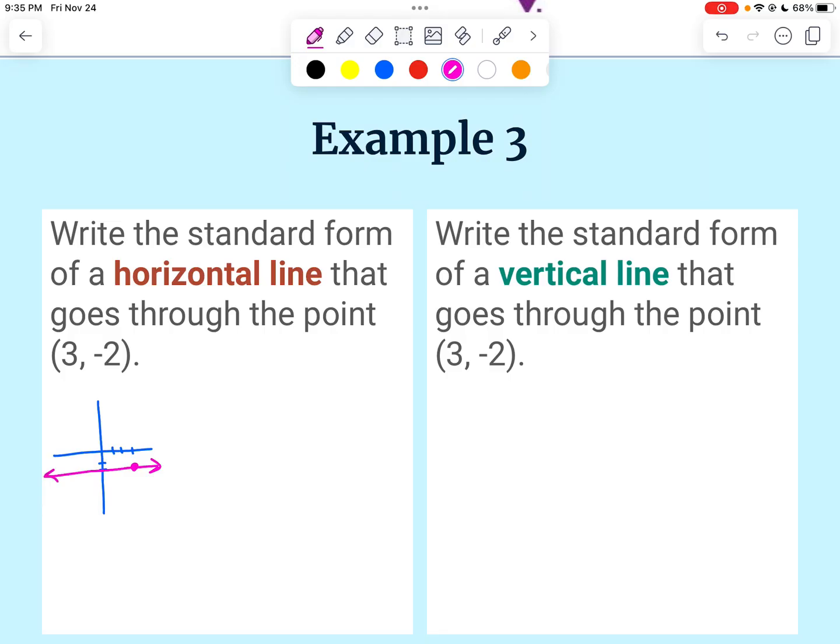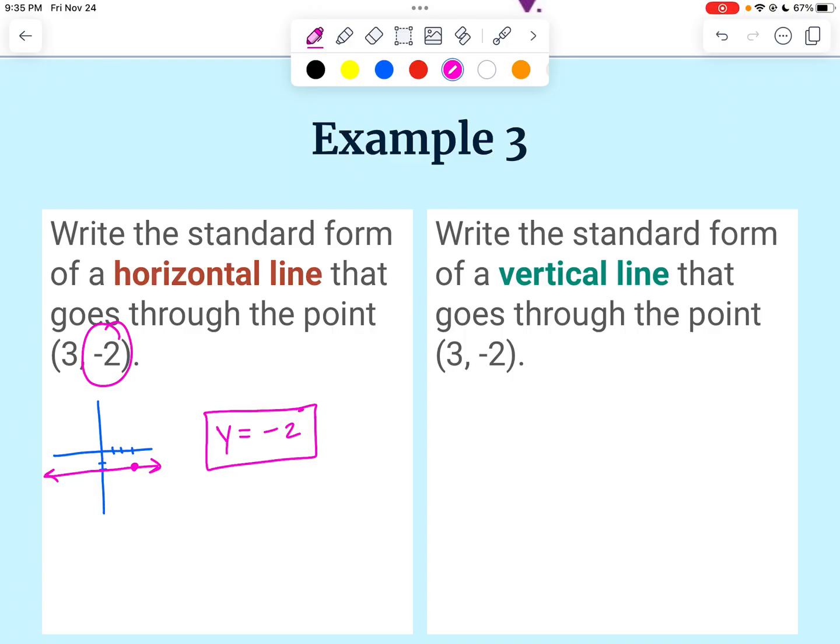Now that I can visualize it, is my x-coordinate staying the same or my y-coordinate? Well, my height is always the same. It's down 2. So that's when y equals some number. What is y equal to at that point? Negative 2. So that means that y is always equal to -2, because it's always down 2 on the y-axis for that horizontal line.